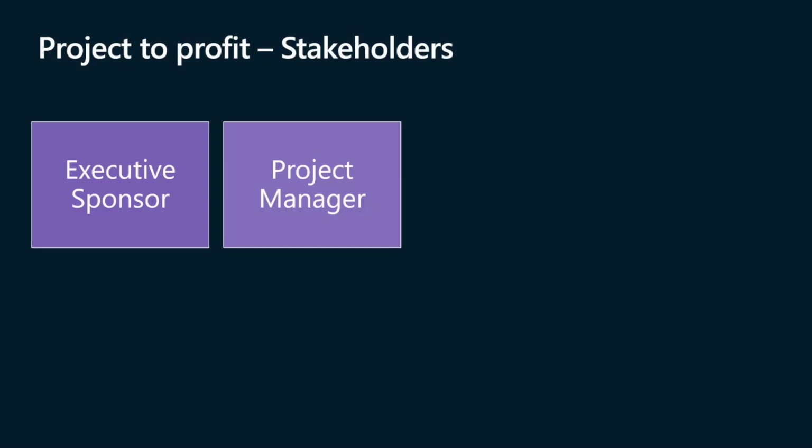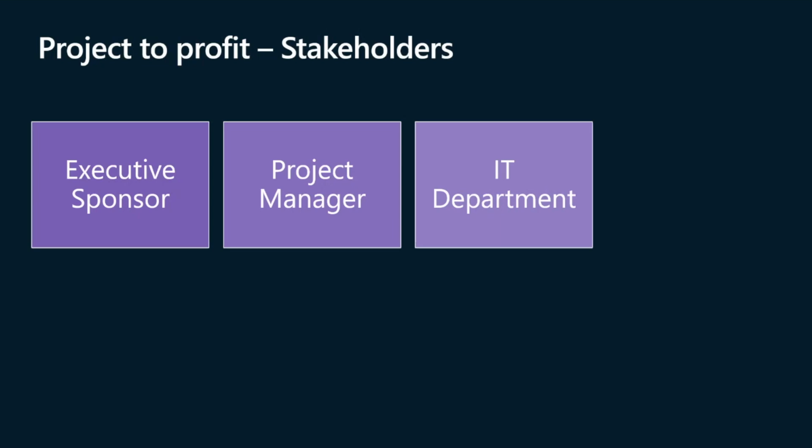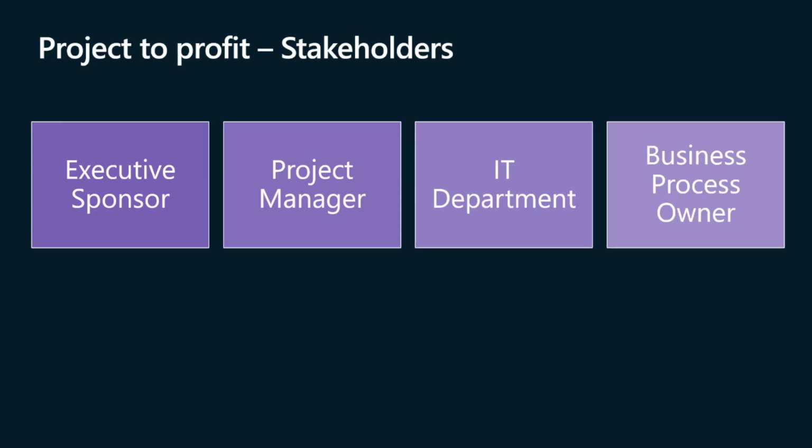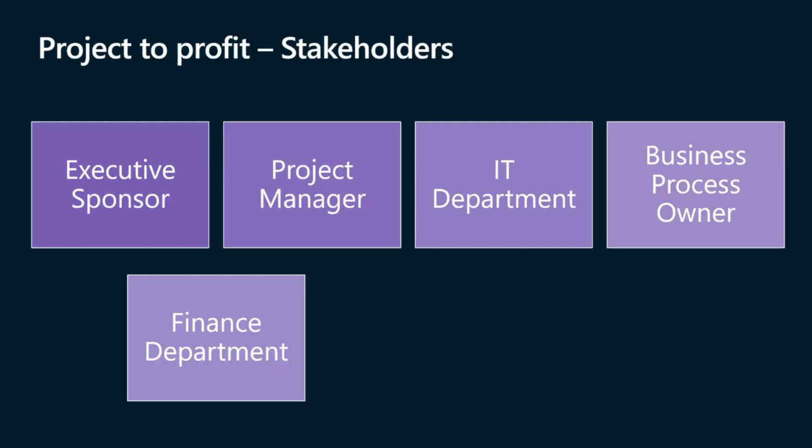timeline, and budget. Our IT department implements and maintains the technology infrastructure, ensuring hardware and software are in place, secure, and meet technical requirements. Business process owner, responsible for a specific business process, working with the project team to ensure the project meets their needs. Finance department, manages financial planning, reporting, and analysis, ensuring that the project aligns with budgeting, forecasting, and profitability processes.